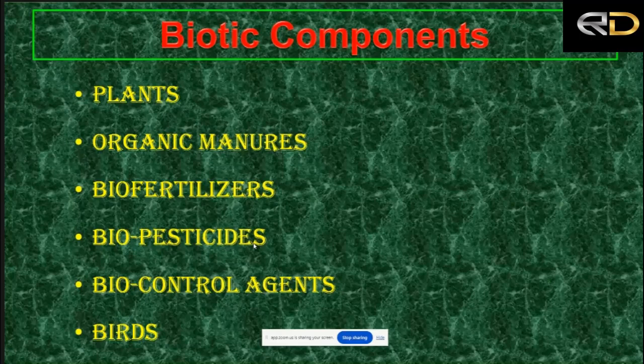And in biotic components, especially in terms of organic farming, we are also having some birds. We have to attract them to come into our field, as they are the natural predators of pathogens. So these are some very important biotic components, which are essential for organic farming to become a successful one.